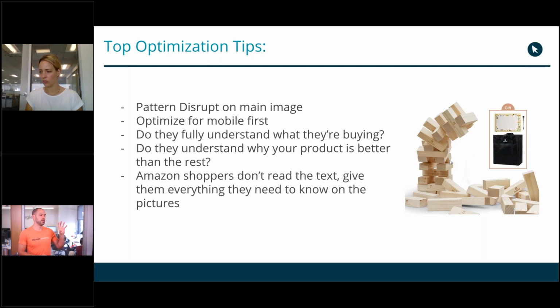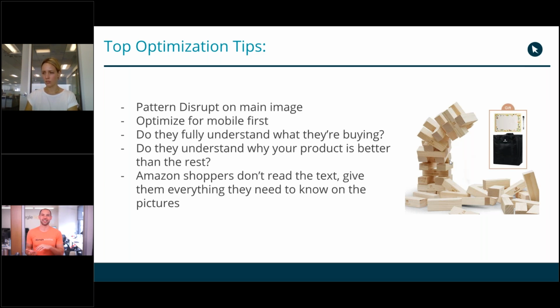And if I were to summarize the rest of my optimization tips in just 3 bullet points, I think you need to be thinking about: do the customers fully understand what they're buying? Whenever I see these split tests that have a huge impact, it's always because it's more clear now what the customer is buying. And I have some examples of this in the next slide, so just stay tuned. You also want the customer to understand why your product is better than the rest of your competitors. And again, I have some examples of this on the next slide.